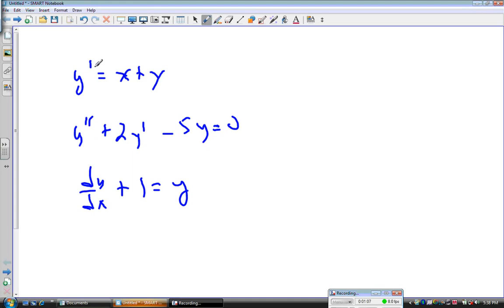Usually, if you have a first derivative in a differential equation, to solve it you have to integrate once to get rid of the derivative. Here maybe we'll integrate twice to get rid of the derivative. And that's the game plan.